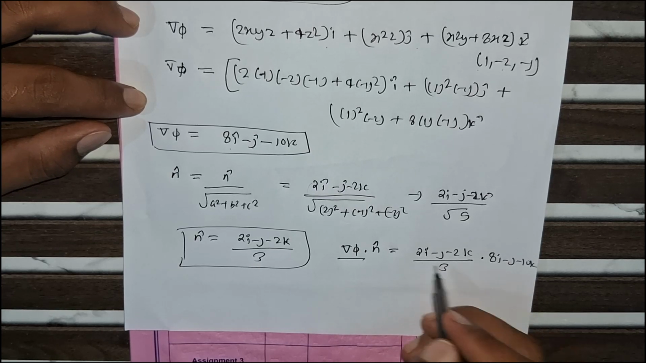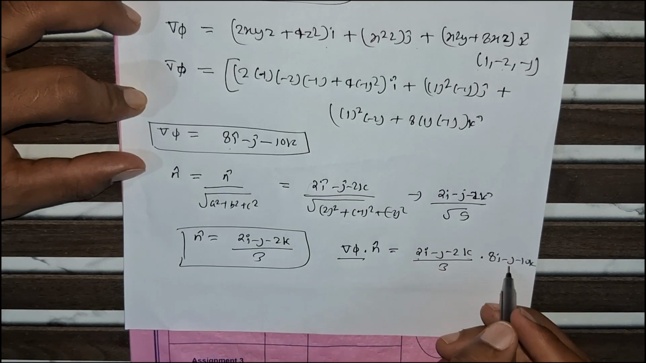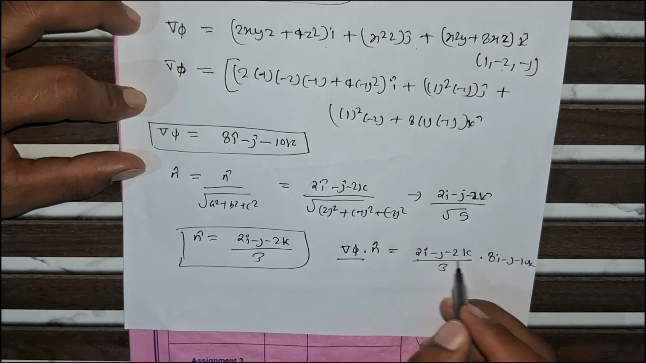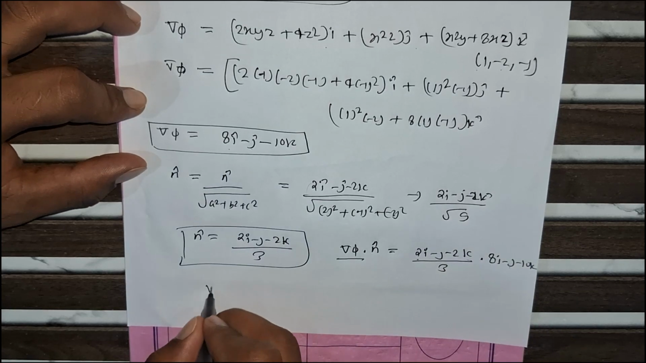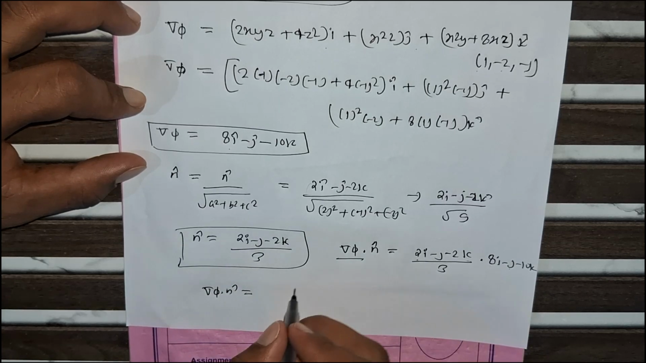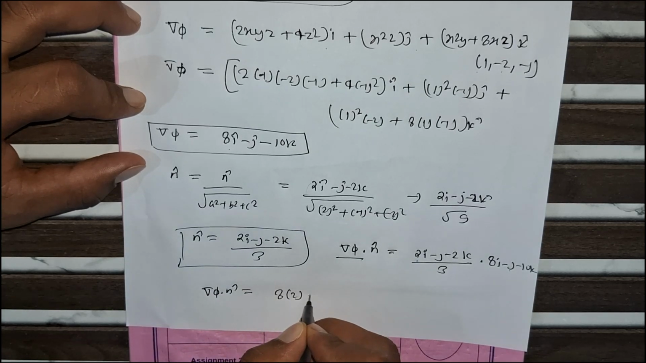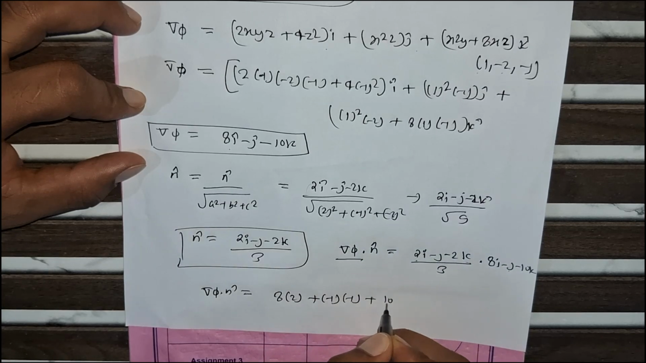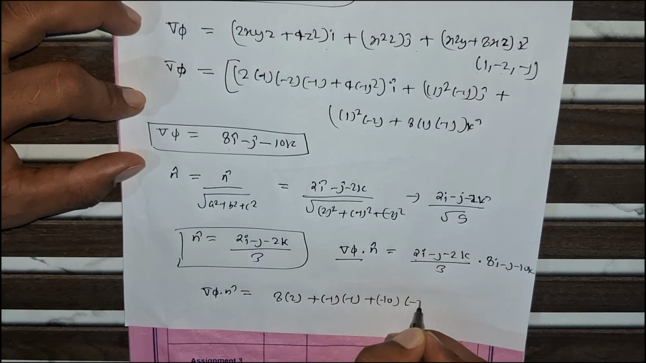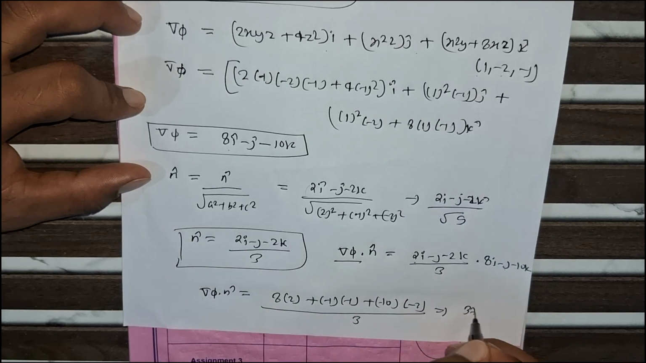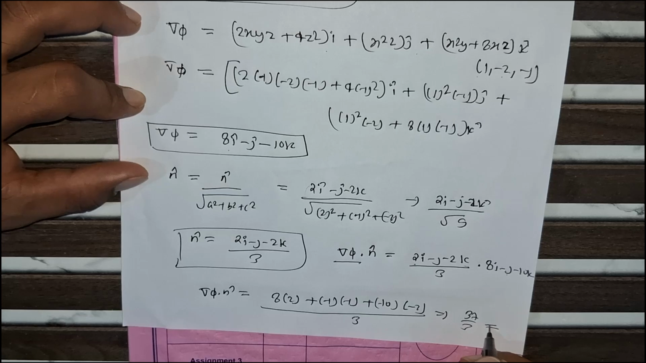8i cap multiplied by 2i cap, and the coefficient of i is 1, so 1 multiplied by 1, and 10 with respect to 2. So the directional derivative becomes 8 into 2 plus (-1) into (-1) plus (-10) into (-2), divided by 3. So it becomes 37 by 3. This is our directional derivative. Thank you.